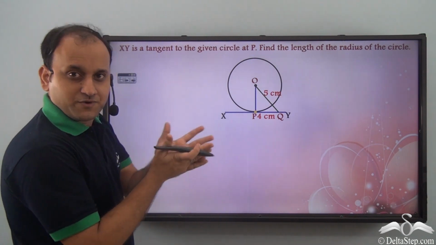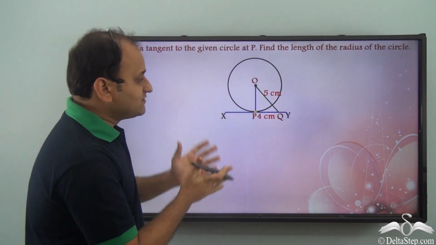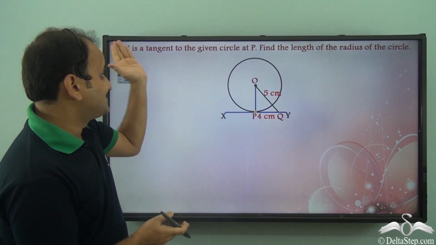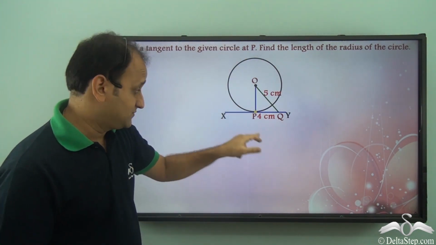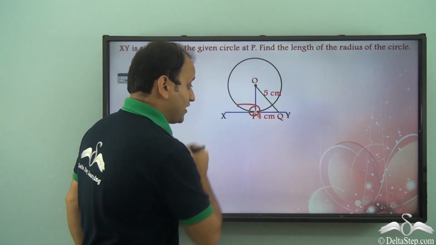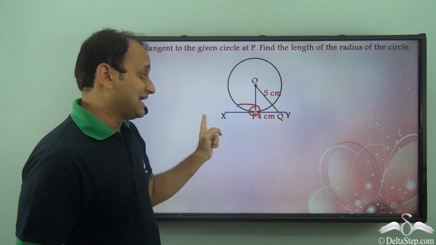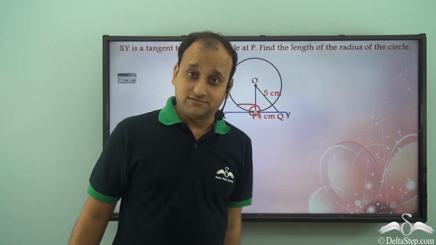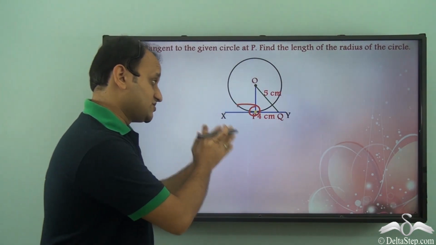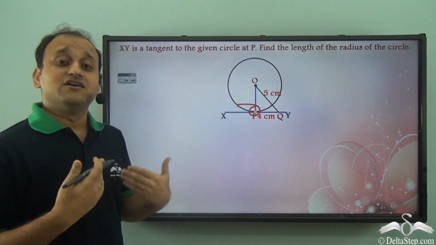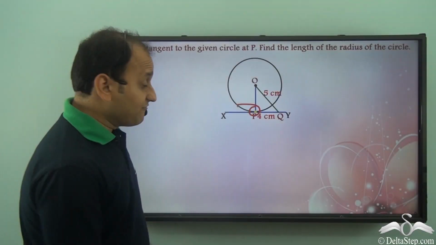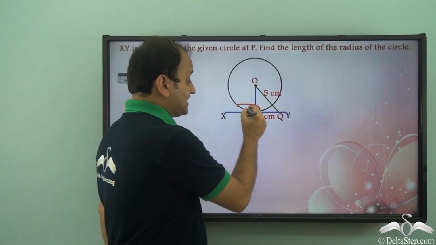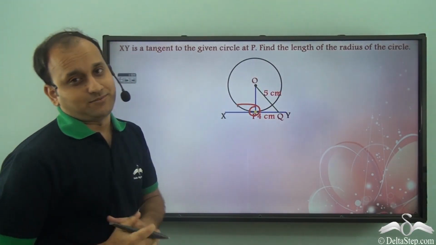Now that we know about this particular theorem, can you solve this particular problem? Now, what is the problem? Well, xy is a tangent to the given circle at P. So we have this particular point, which is the point of contact for this tangent xy. Find the length of the radius of the circle. And we have some values given. We have the length of OQ, which is 5 centimeter, and we have the length PQ, which is 4 centimeter.